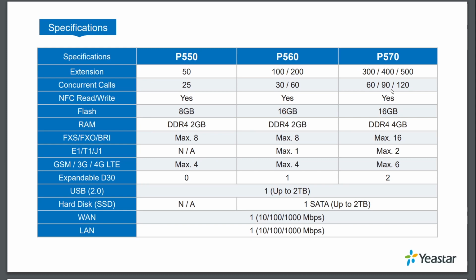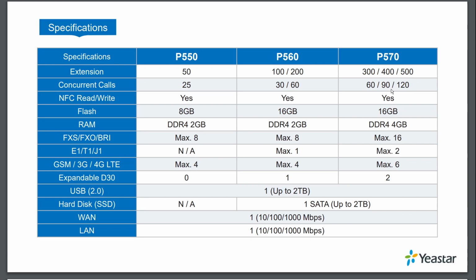And it can also support analog interfaces, but it will be a little bit different. Have a look. So FXS, FXO, BRI, it supports the same amount, which will be 8. And as for E1, T1, and J1, it can support 1 interface for it. And for the wireless channels, we can support 4, exactly the same thing. And as for the D30 module, just like I mentioned, it can support 1 unit.